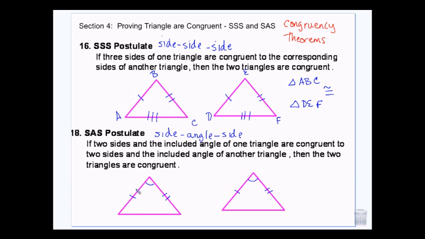So it goes in order, side, angle, side. Like as you move, side, angle, side. If we have that, then the two triangles are congruent. So this would be the same thing. We need to put them in order. So if B and E are the congruent angles, it has to go in the correct order.